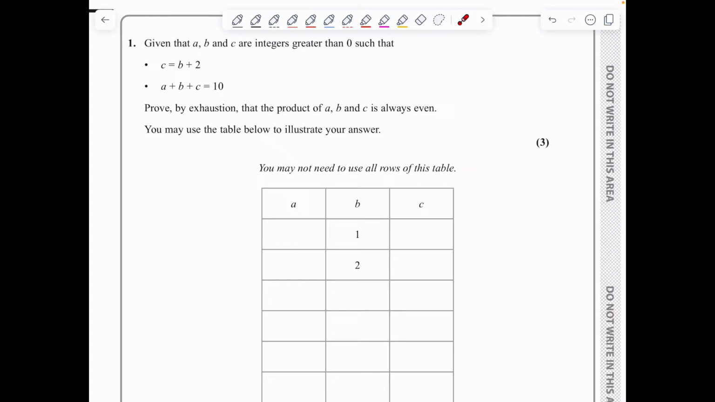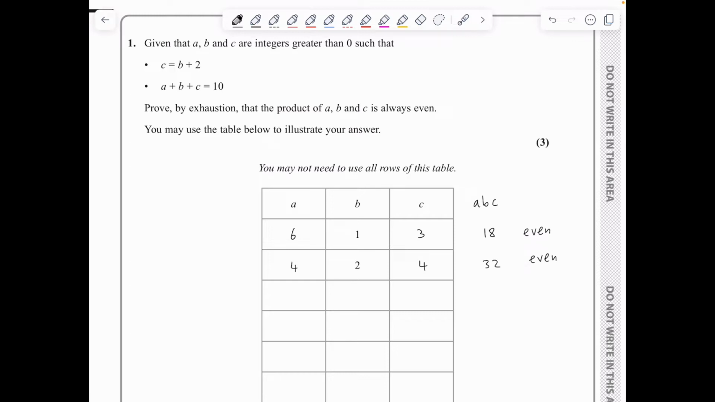So we start by considering different values of a and the corresponding values of b and c, and what kind of product we get for a, b, c. So when b is 1, then obviously c, which is b plus 2, must be 3. And then based on the fact that a plus b plus c is 10, we can see that a is 6, and the product of 6, 1, and 3 is 18, which is even. If b is 2, then c is 4, and a is 4. So again, 4 times 2 times 4 is 32, which is again even.